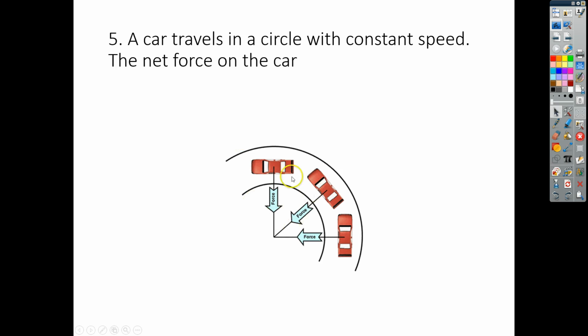Number 5 says a car travels in a circle with a constant speed. The net force on the car, and you can actually see it here, points towards the center. So all of these would have a force pointing towards the center. What is that force? That force is going to be the force of friction, pushing it towards the center.